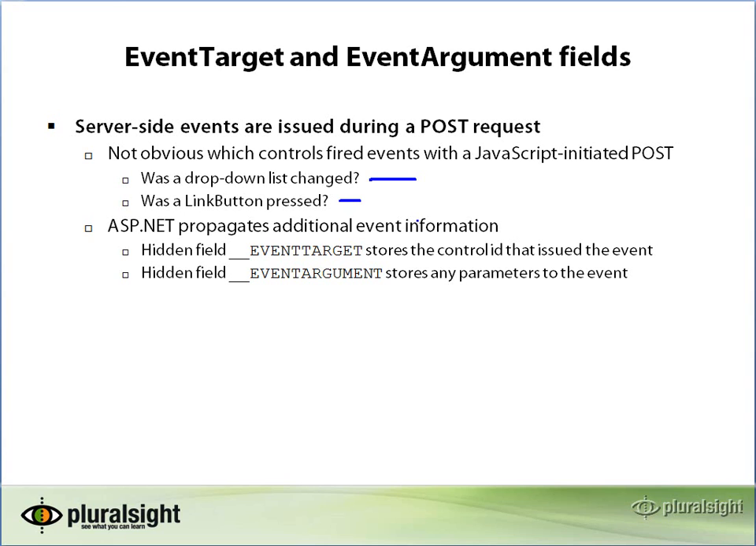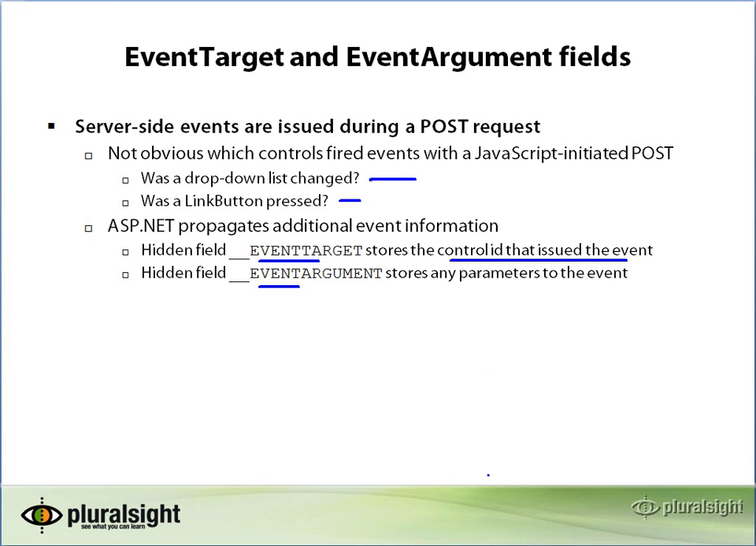So there would be no way for ASP.NET to know that the anchor tag was the thing that initiated the postback. So that's why there are these two other fields, the event target field, as we'll see, and the event argument field for storing parameters. And the event target field will simply store the identifier of the control that issued the event. So if you have a link button, the identifier will be stored there.